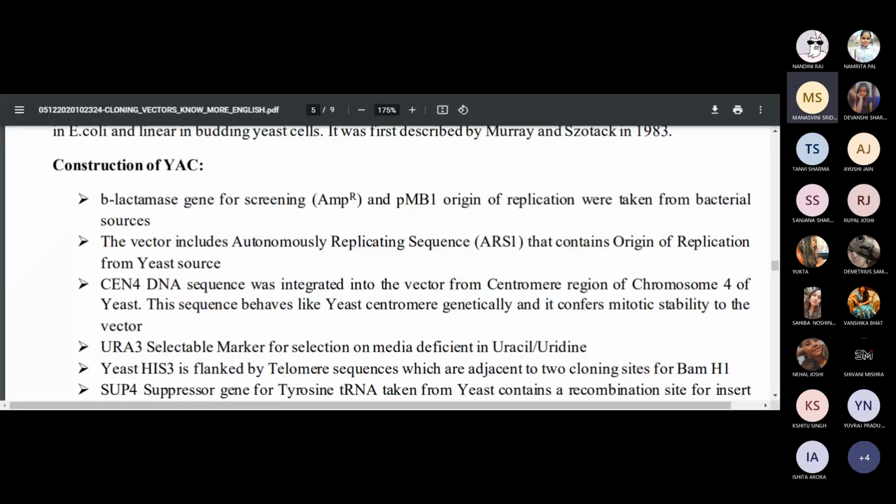CEN4 DNA sequence was integrated into the vector from the centromere region of chromosome 4 of yeast. This sequence behaves like a yeast centromere genetically and it confers mitotic stability to the vector. Okay, here CEN means centromere, CEN4. So you have taken out the centromere, and it is going to behave like a centromere. Centromere is the intrinsic property of your chromosomes, so you have taken the centromere and put it into your vector.